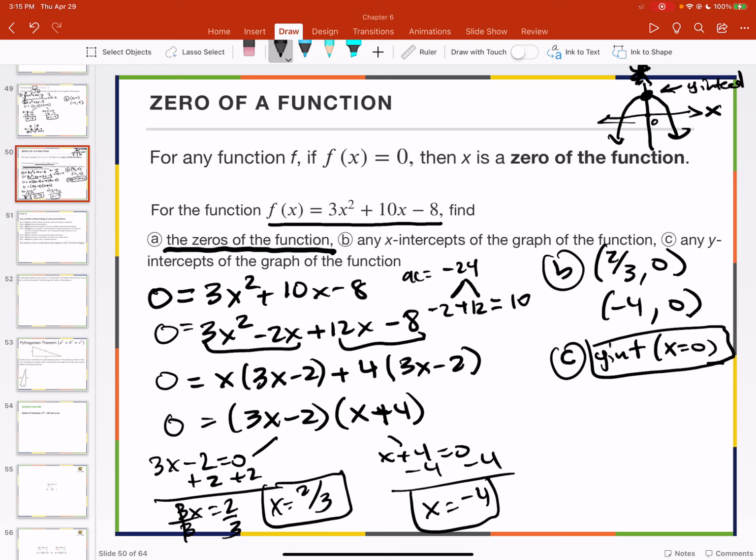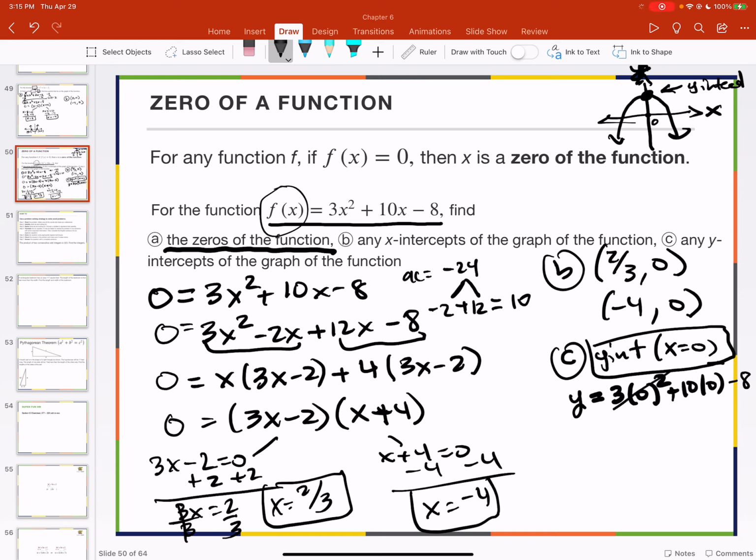Okay, fine. So let's go ahead and do that. We want to find the y-intercept, so we want to find y. So instead of f of x, I'm going to write y is equal to 3 times 0 squared plus 10 times 0 minus 8.